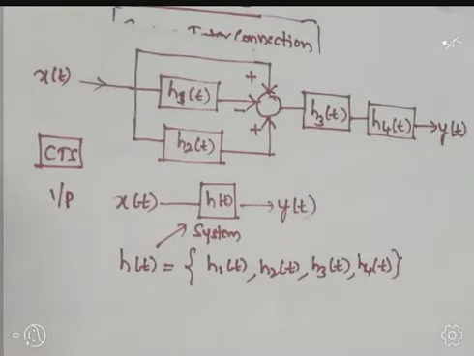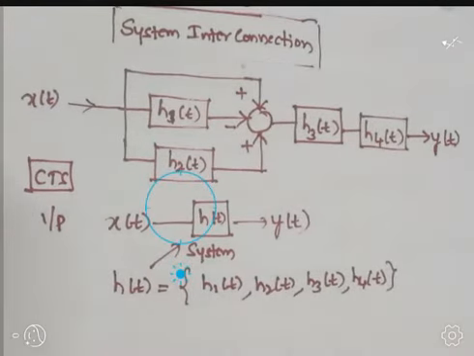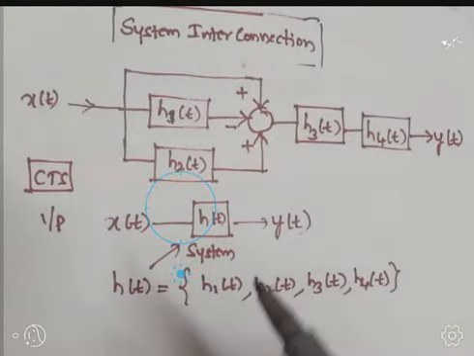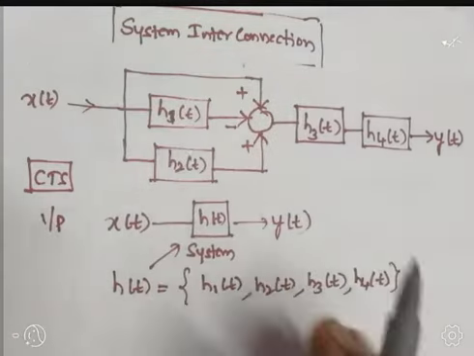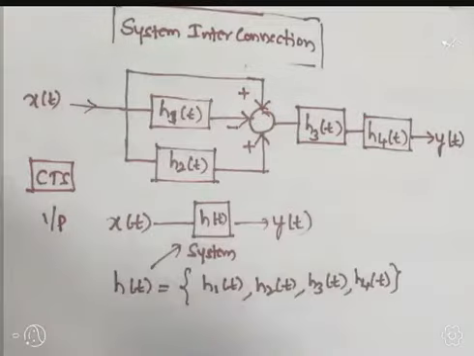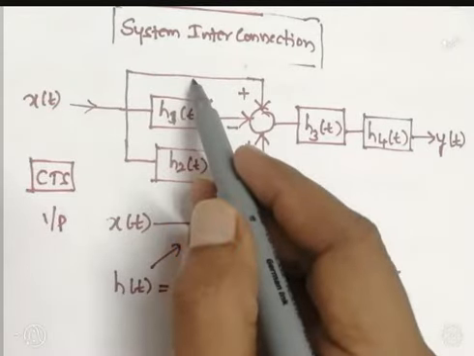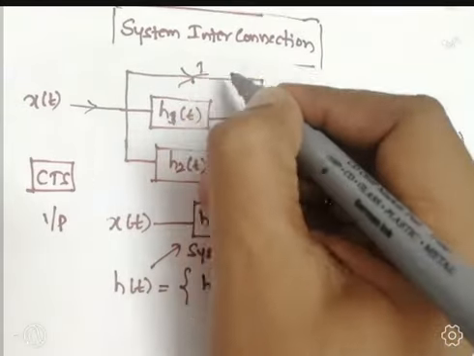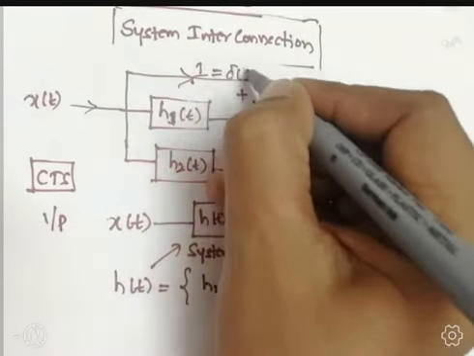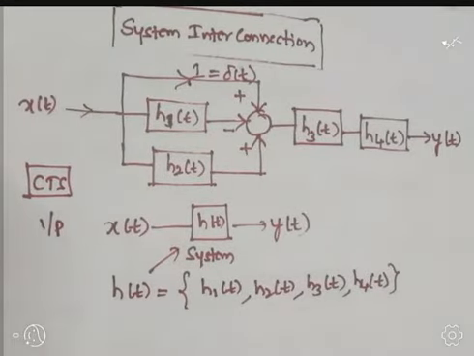It is clearly mentioned how the impulse responses of each subsystem are interconnected with each other. So let's go one by one. Nothing is there here, just a straight line, so that indicates 1. If nothing is there, it is 1. What does 1 indicate? The impulse response delta of t.